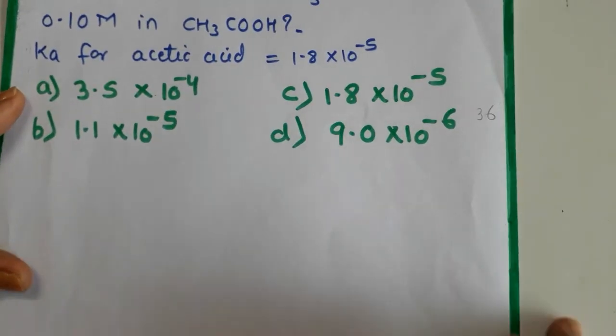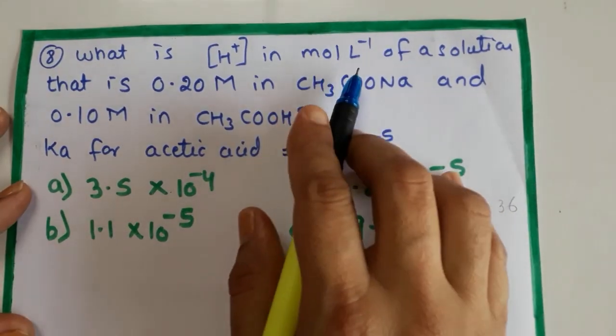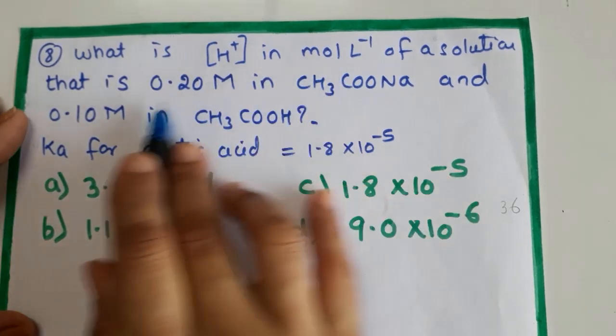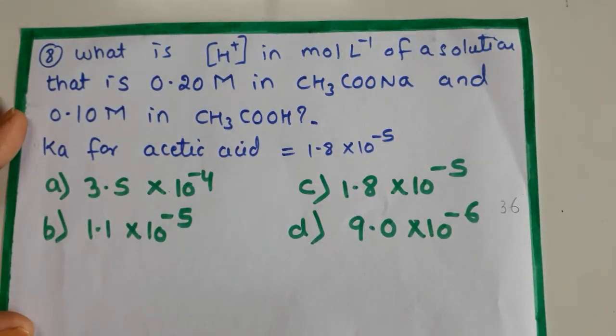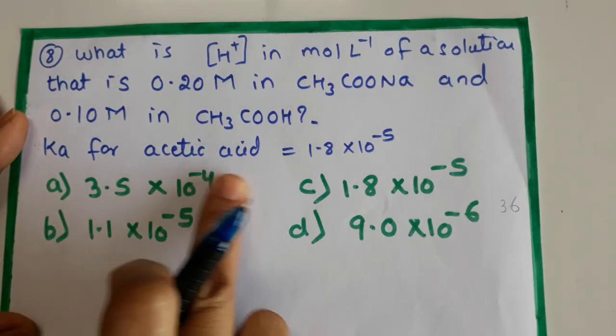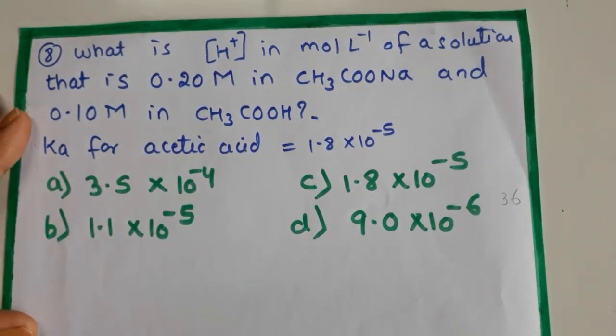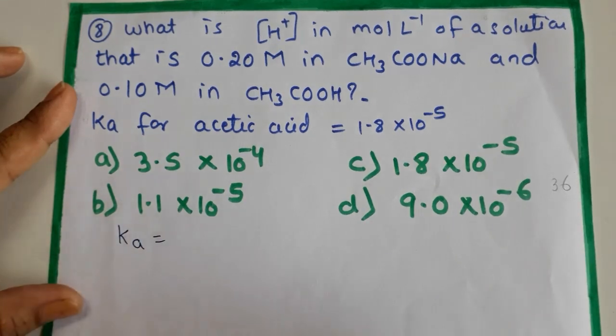We solve another question, that is what is the concentration of H plus ion, in mole per liter, meaning molarity they are asking, for 0.2 molar in sodium acetate and 0.1 molar in acetic acid. Now Ka for acetic acid is given. Now we all must know what is Ka for acetic acid.